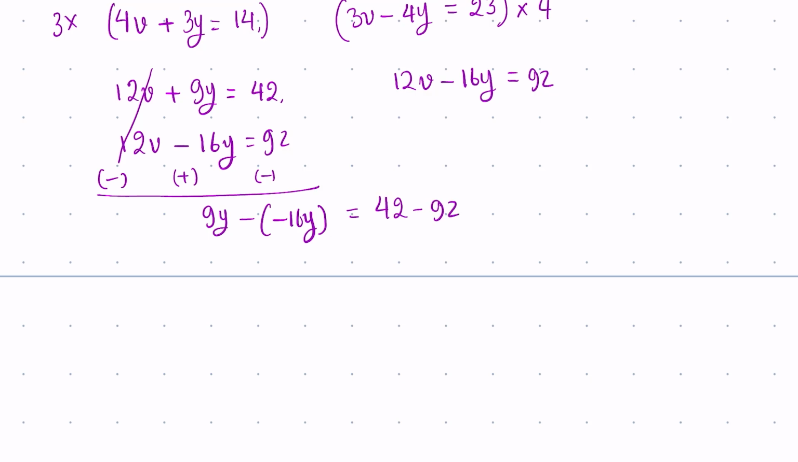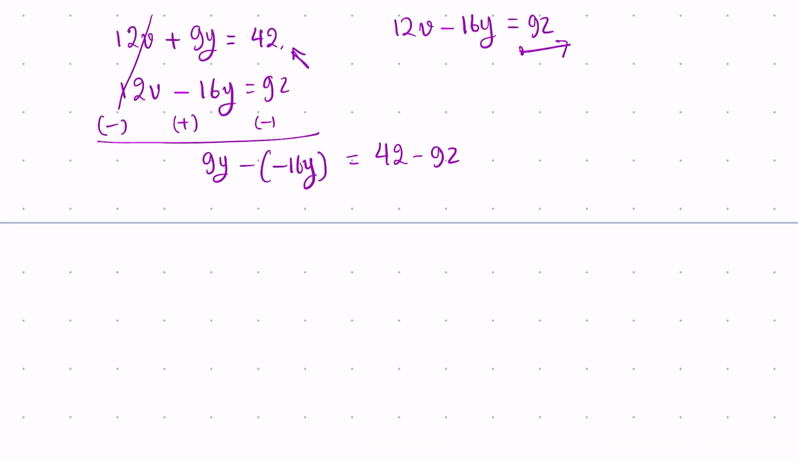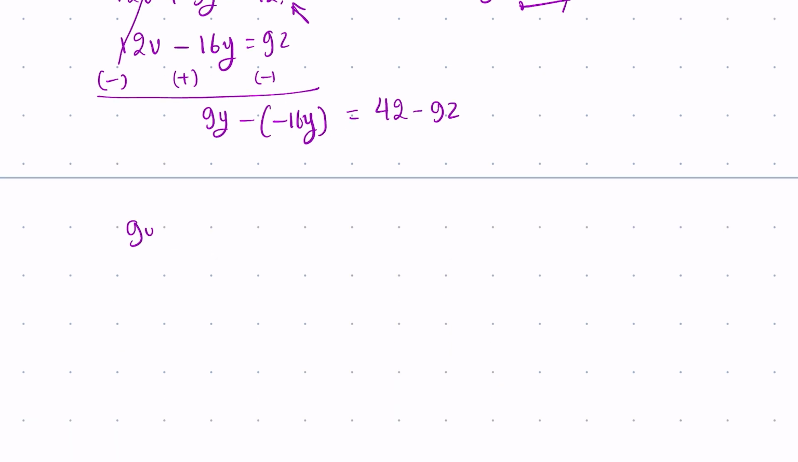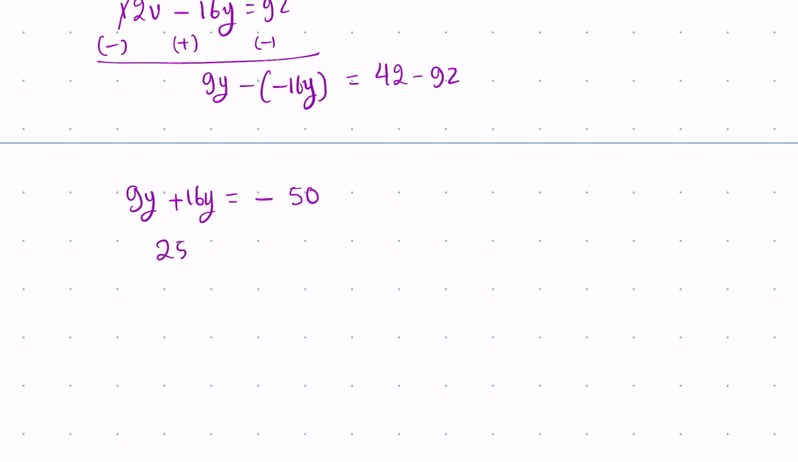So we're subtracting this equation from the first equation. This gives us 9y plus 16y is equal to minus 50, or 25y is equal to minus 50, or y is equal to minus 2.